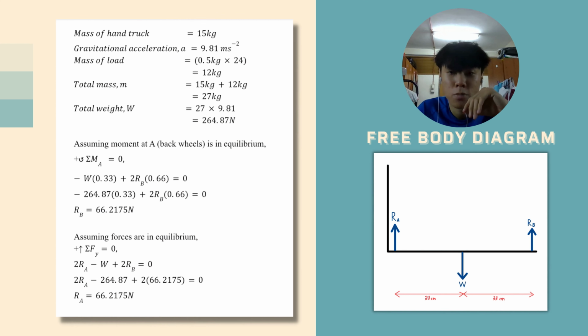Firstly, we calculated to obtain the value for total weight, W. Then, we assume the moment at A is in equilibrium, which means equal to 0, and we will get the value of RB, which is 66.2175 Newton. Next, we assume all external forces are in equilibrium, and the summation of F in the y direction is 0. We will get the value of RA, which is also 66.2175 Newton.